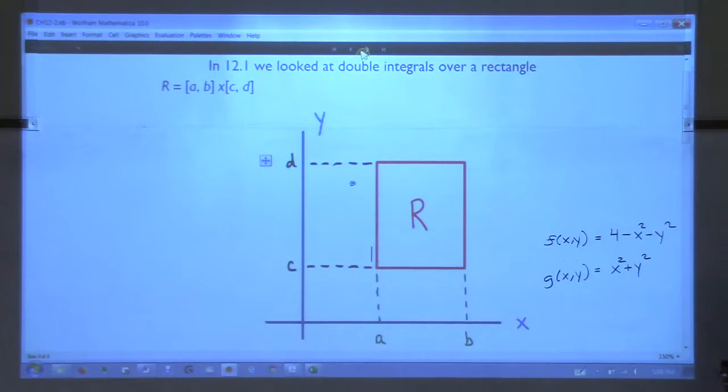So something like this. What you can hopefully see is that the biggest value this can be is 4. If you take y out, that's a parabola opening down. Take x out, it's a parabola opening down. So you've got this paraboloid like this. And this one's the opposite.